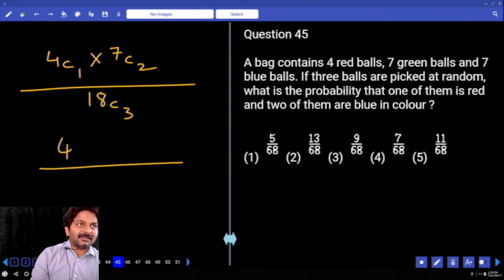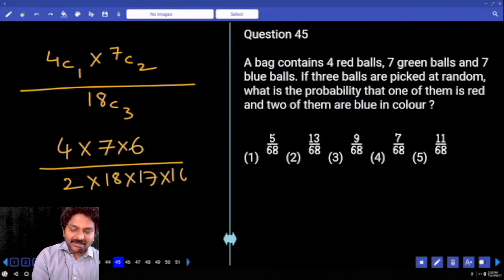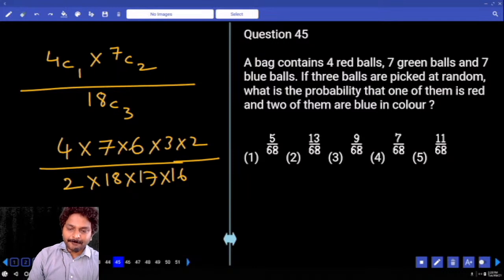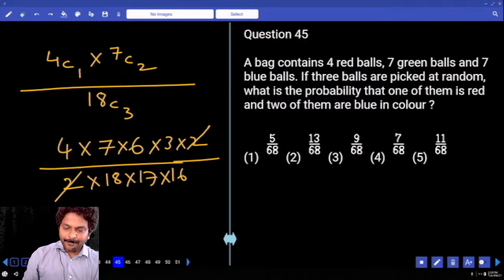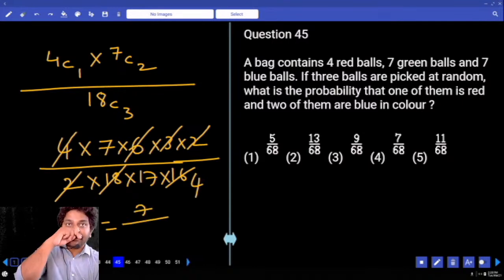No. 4C1, 4 by 1 into 7C2, 7 into 6 by 2. Denominator 18C3, 18, 17, 16 by 3 into 2 into 1. Denominator comes to numerator: 3 into 2. Is this clear? So now what I'll do is first 2 gets cancelled. Wait a minute. 6 into 3, 18, 18 gets cancelled. 4 times. Finally you are left with 17 by 17 4 times. 17 4 times 68.